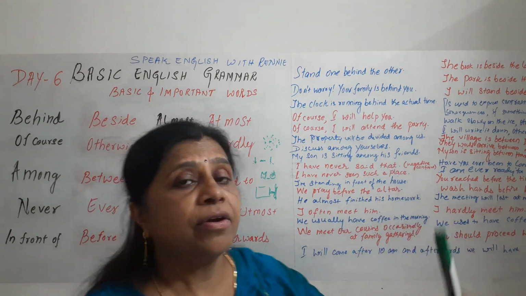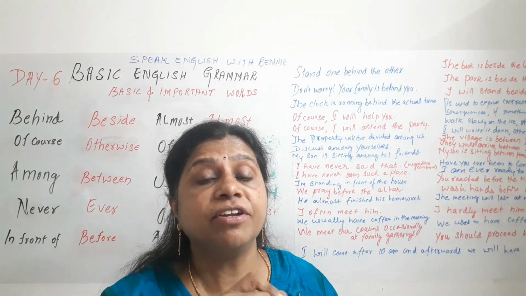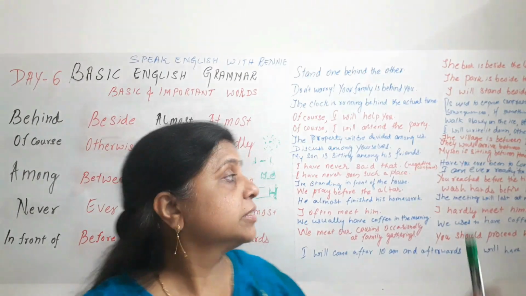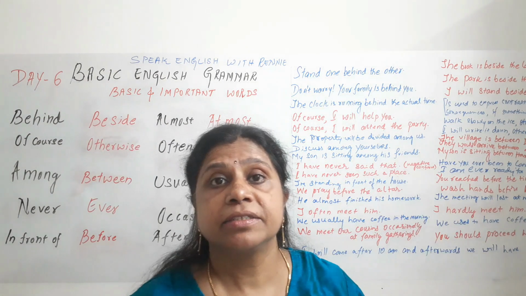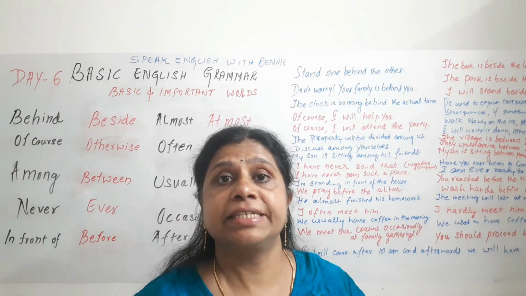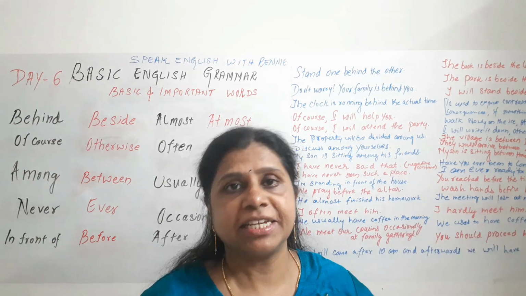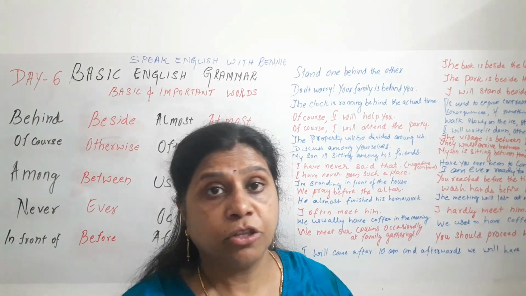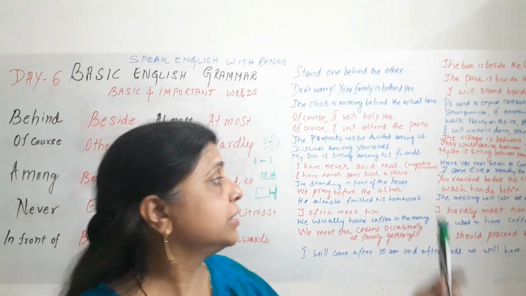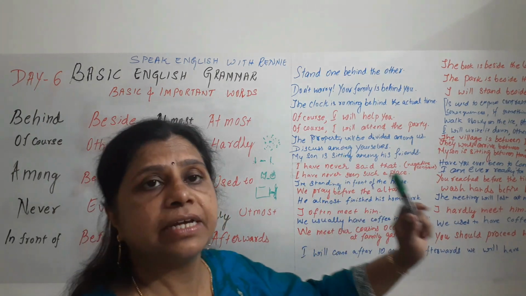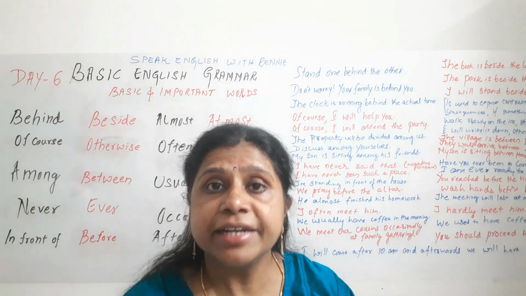Never we always say for negative things. Not a single time. I have never seen such a place. That means I have not at all seen, not even a single time I have seen that place. So that means not a single time we denote for never. So I have never seen that. So we denote never for negative things.